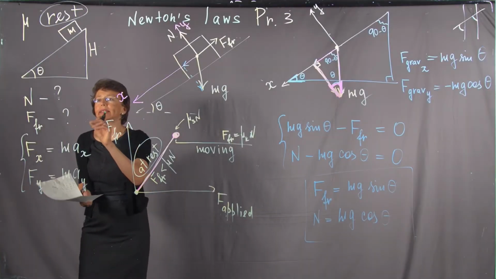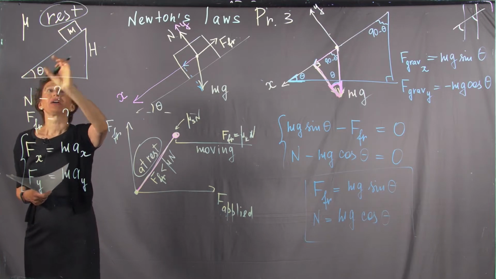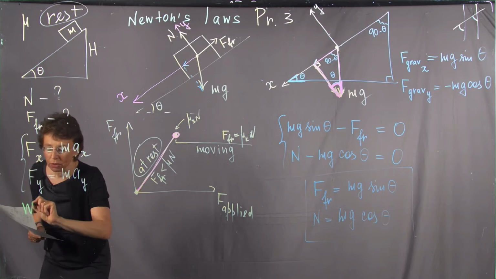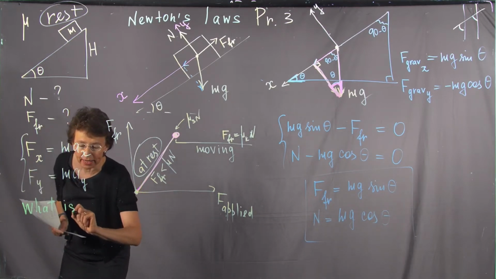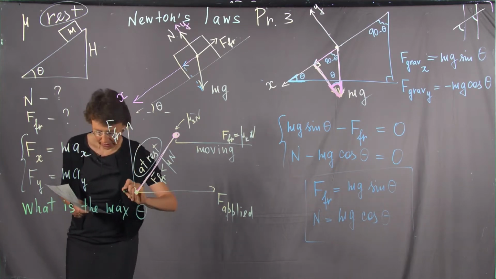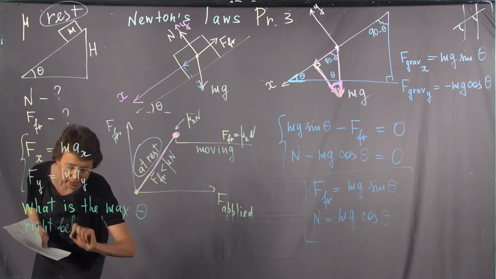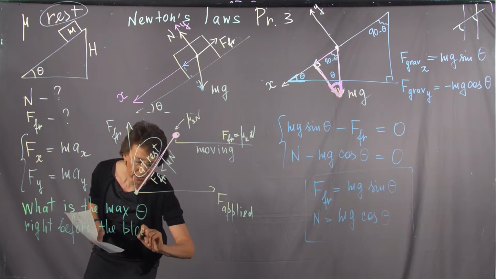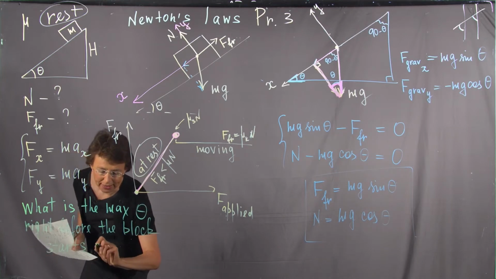That is the maximum theta that I can allow right before the block starts moving. So now for the next part of the same problem, we will figure out the maximum value of theta right before the block starts sliding.